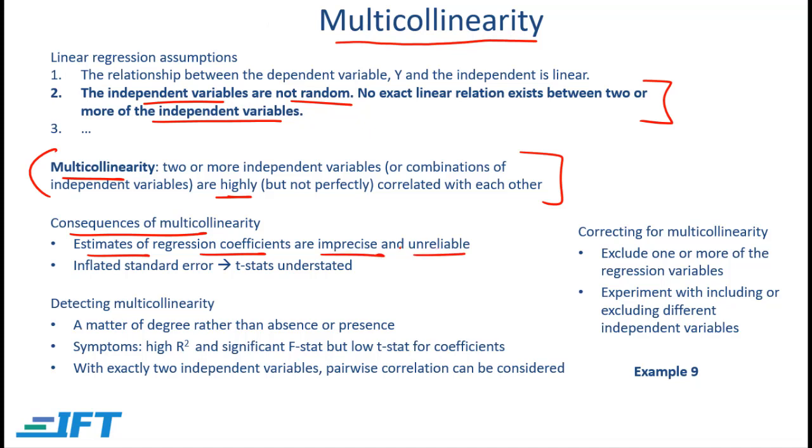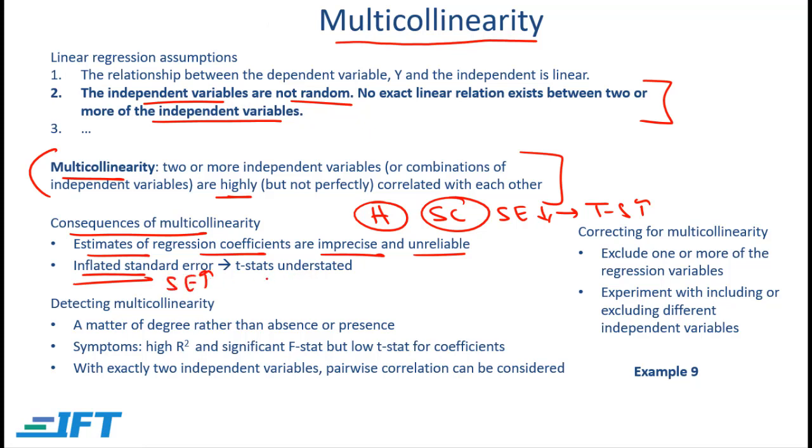Now contrast this with what we've seen earlier. With both heteroskedasticity and serial correlation, the estimates of the regression coefficients are fine, but the standard error is understated. Here, even the estimates of the coefficients are imprecise and unreliable, and the standard error is inflated. So earlier with heteroskedasticity and serial correlation, the standard error was understated, which meant that the t-stat was overstated. But here with multicollinearity, the standard error is overstated, which means that the t-statistics are understated.